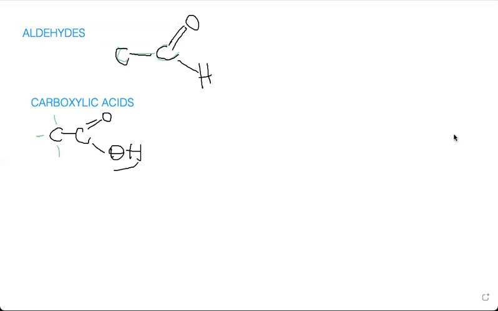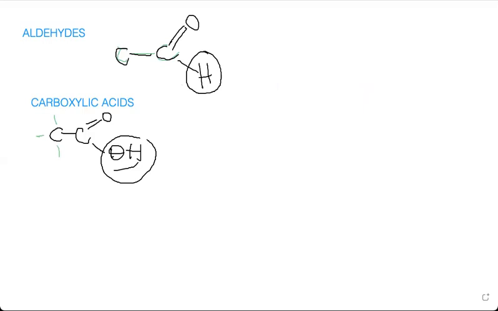In carboxylic acid and in aldehyde, there is one similarity: in both structures there is a double bond with the oxygen. But in carboxylic acid, the carbon is making another bond with OH, and here there is only hydrogen. You can learn it like this. You can shade this hydrogen and this OH. This is the dissimilarity between these two.